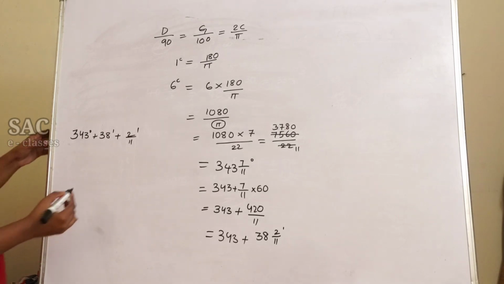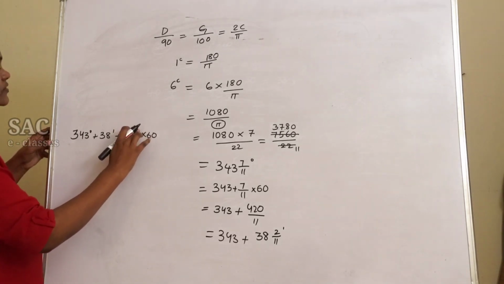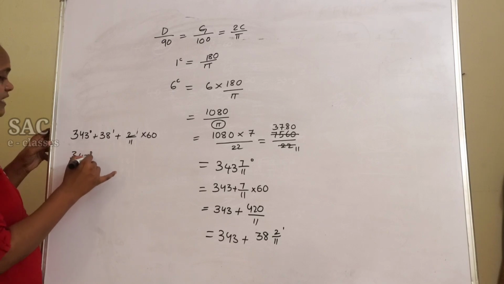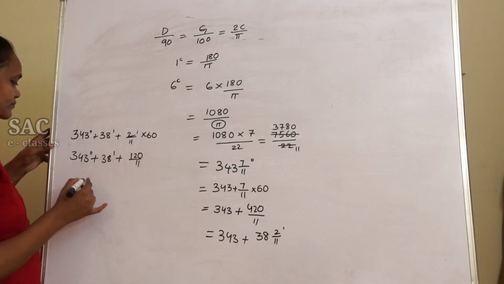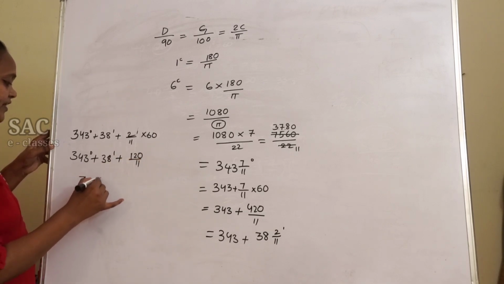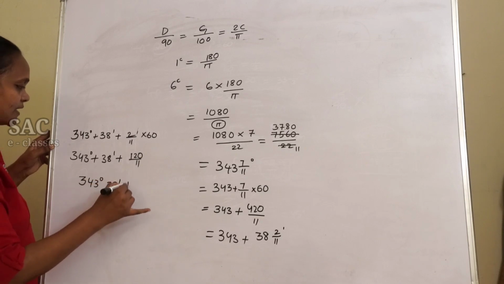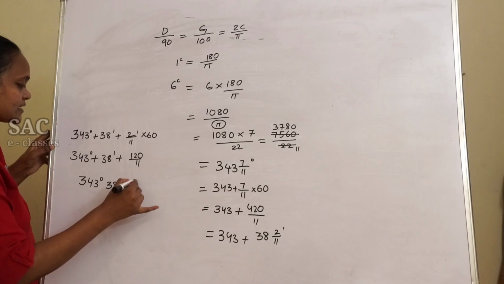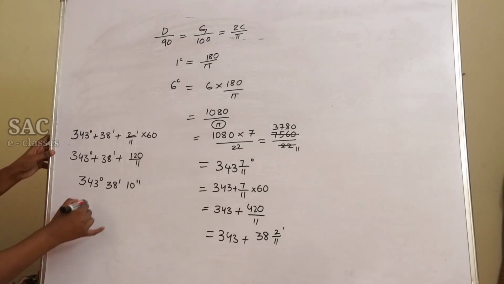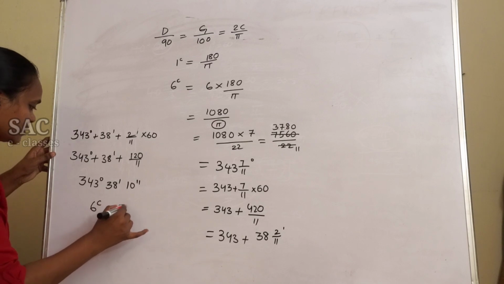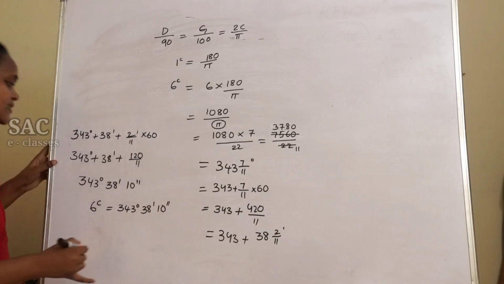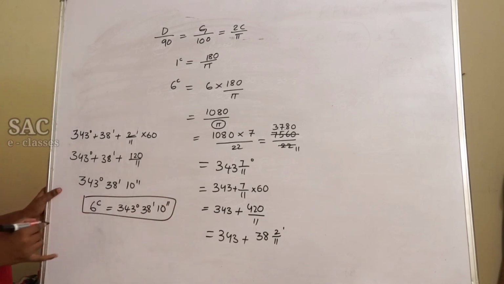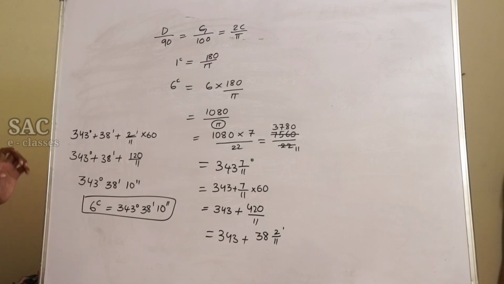Now 343 degrees plus 38 minutes plus 2 by 11 minute. Now still simplifying, we know each minute is 60 seconds. So 343 degrees plus 38 minutes plus 120 by 11, which is 343 degrees 38 minutes, and it is 10 seconds approximately. Then the measure of 6 radians is equal to 343 degrees 38 minutes 10 seconds. This is about conversions of one system to another system.